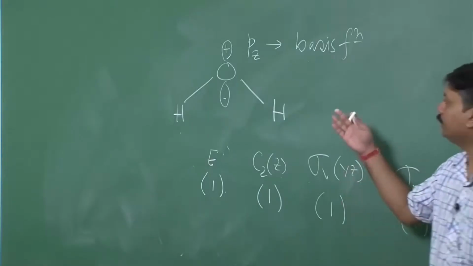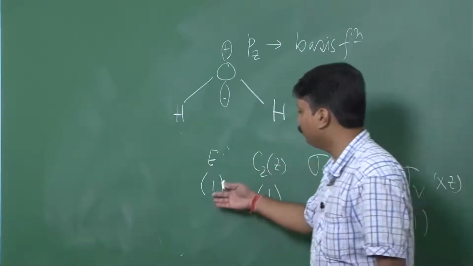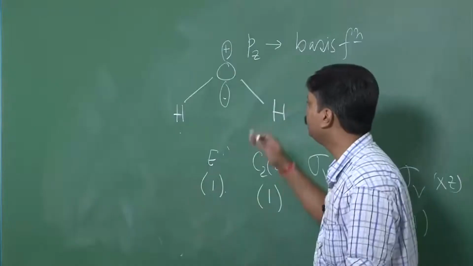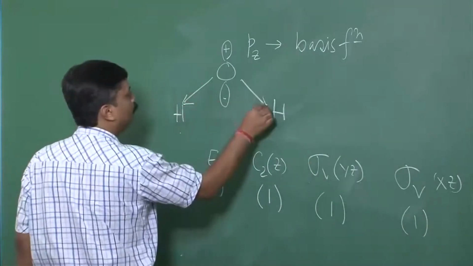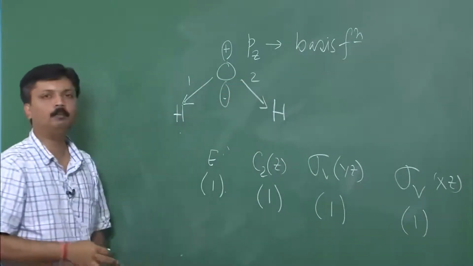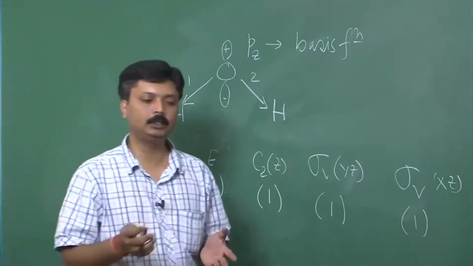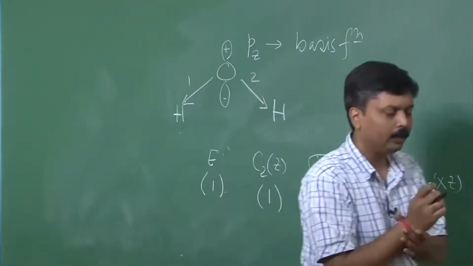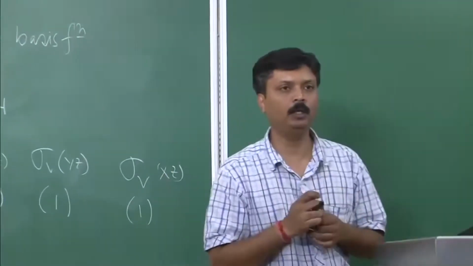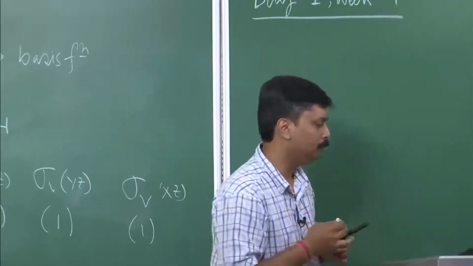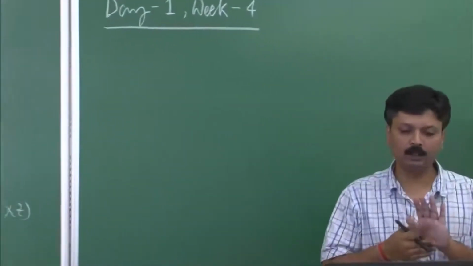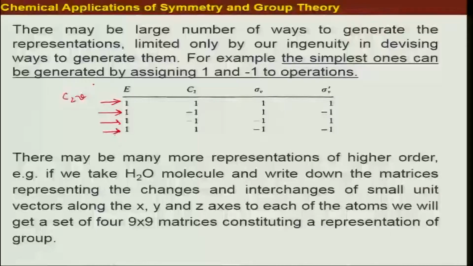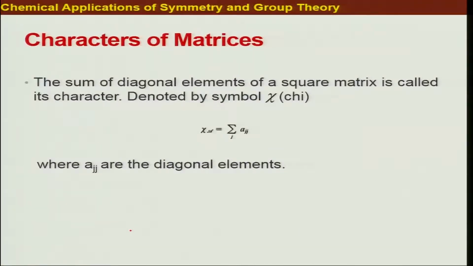Similarly, I can choose any other basis and find another representation. I can choose these bond vectors, say 1 and 2, and I can find a representation where each of these matrices will be two-dimensional, so 2 by 2 matrices. I can find many such representations. For example, here with xyz for water I will get 9 by 9 matrices. And I can choose many such things.